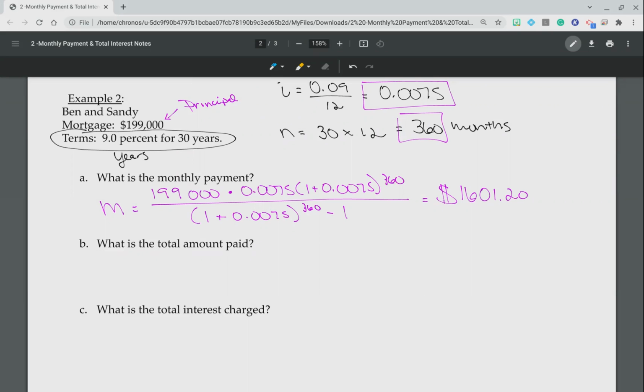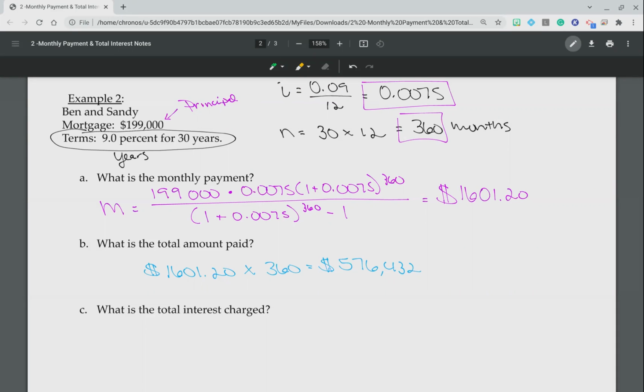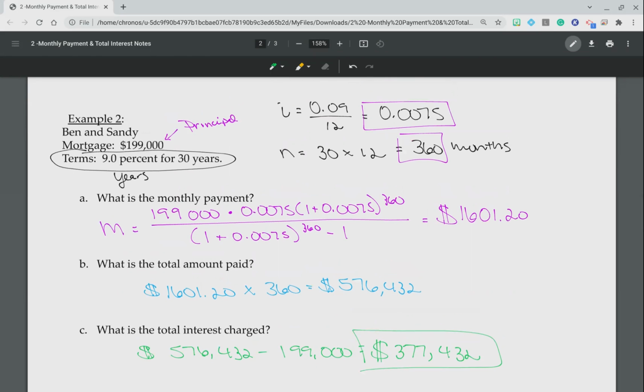Okay, so now you're going to find what is the total amount paid. So again, use that amount paid formula and see if you can get an answer for part B. All right, you should have had that the total amount paid was $576,432. Okay, and then last part, use your total interest charged formula to now figure out the total amount of interest. All right, you should have gotten $377,432 in interest.